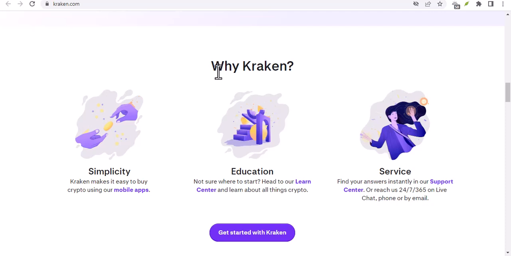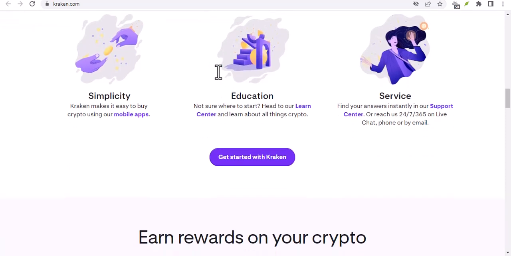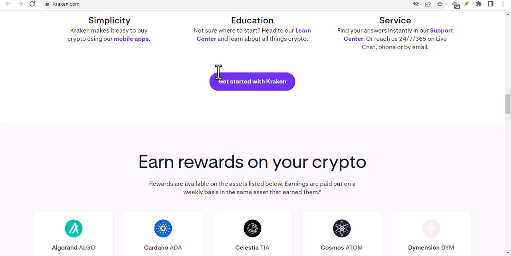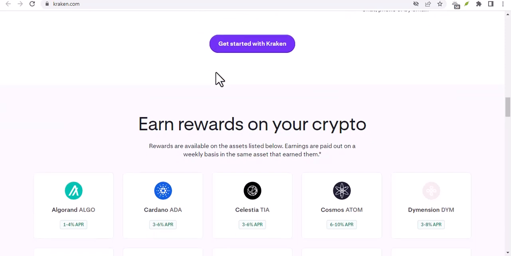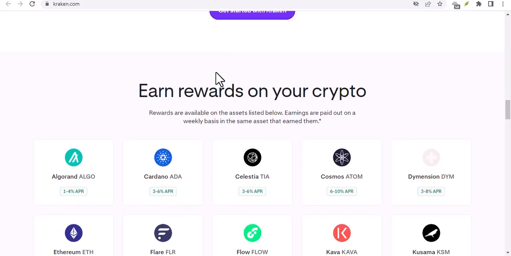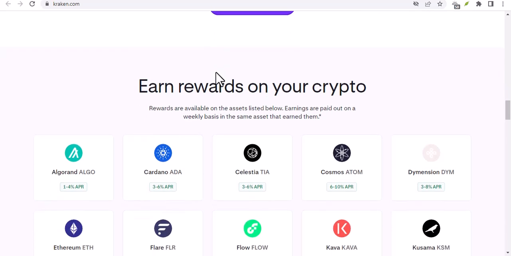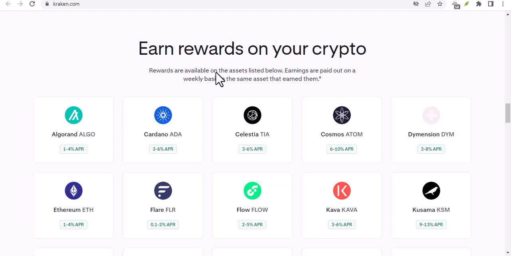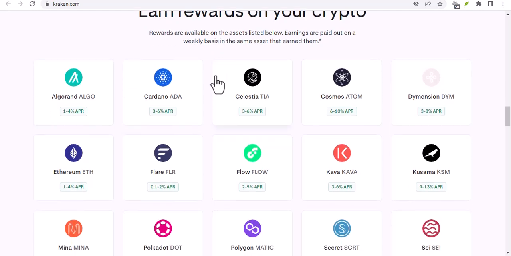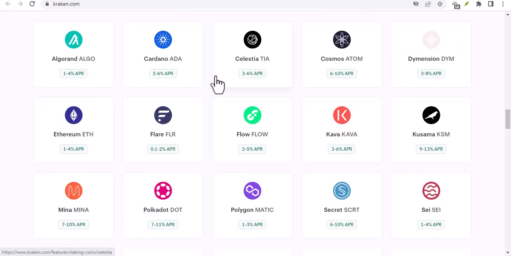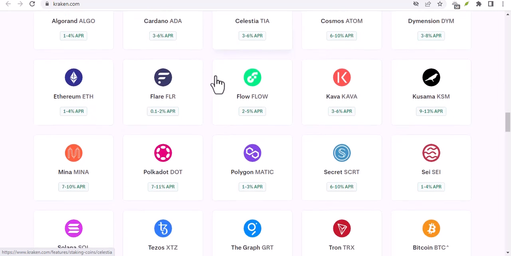The answer is yes, you can use Kraken offline. However, there are some limitations to using Kraken offline. First, you can only use Kraken offline to view your account and trade history. You can't buy or sell cryptocurrencies offline. Second, you need to have a Kraken account in order to use Kraken offline. This means that you will need to create an account and verify your identity before you can use Kraken offline.